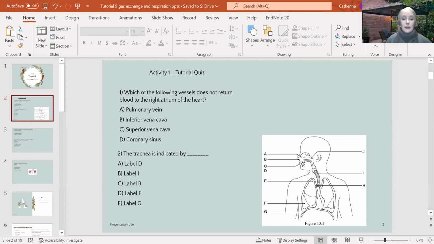So number 2, moving on, the trachea on our little laddie over there is which label? B. I mean, B, I. Yes, they're very similar. I know it's quite hard, those are very easy to mix up. But yes, that would be our label I.